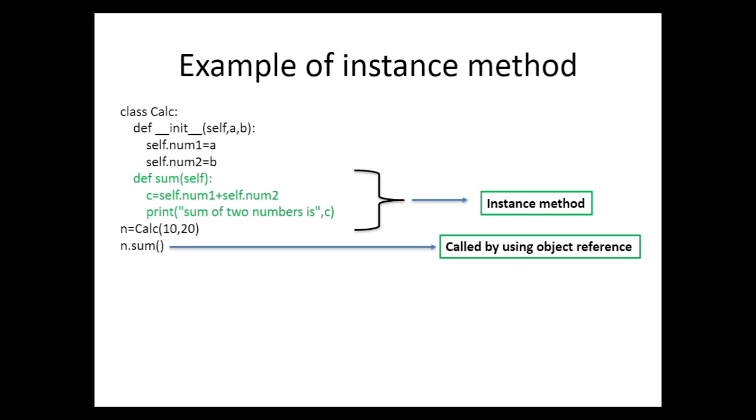The first is the example of the instance method. So here, in this example, init is a constructor, then num is the instance method, and this instance method can be called using the object reference. Here n is the object that we have created for this class, and we called this method using this object reference. So basically the instance method also uses the instance variables.